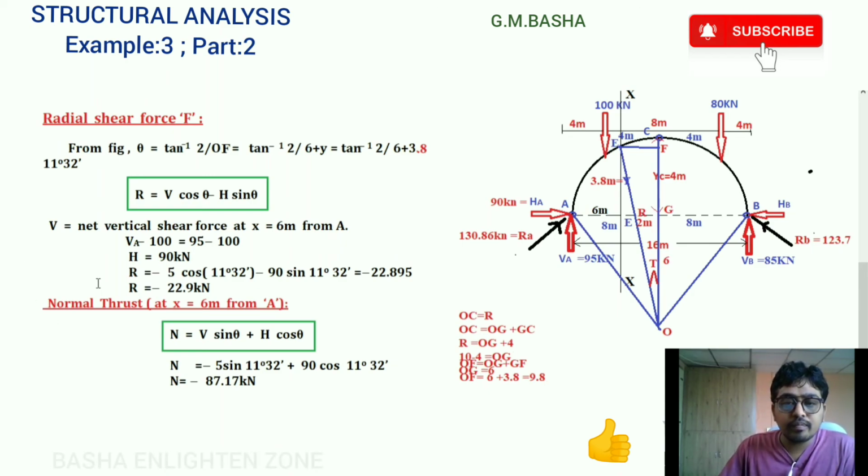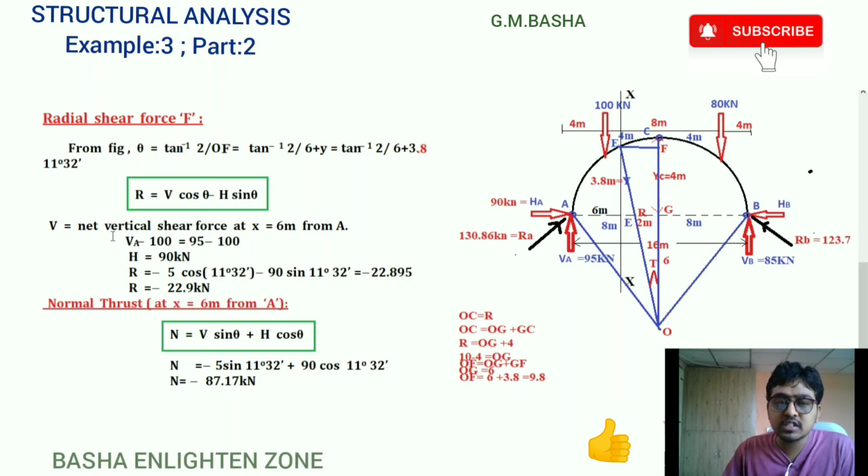So therefore, already according to the formula, this is the radial shear force formula. This formula will be obtained from the radial shear force and normal thrust diagram. So here, what are the unknowns? Theta will be the unknown. Theta can be found by using this slope formula: tan theta equals OE by OF, where OF equals 6 plus Y.